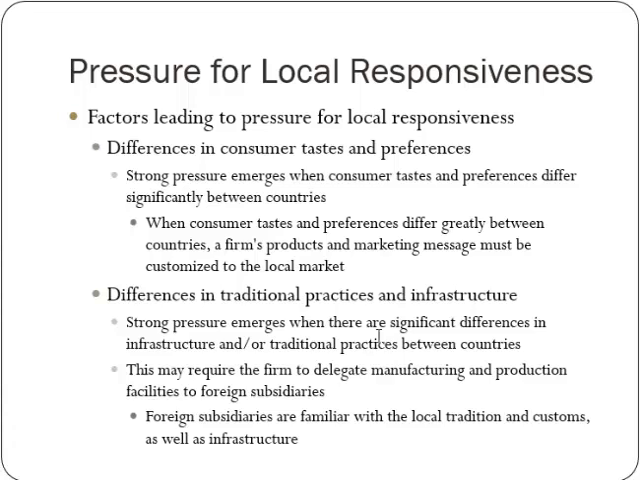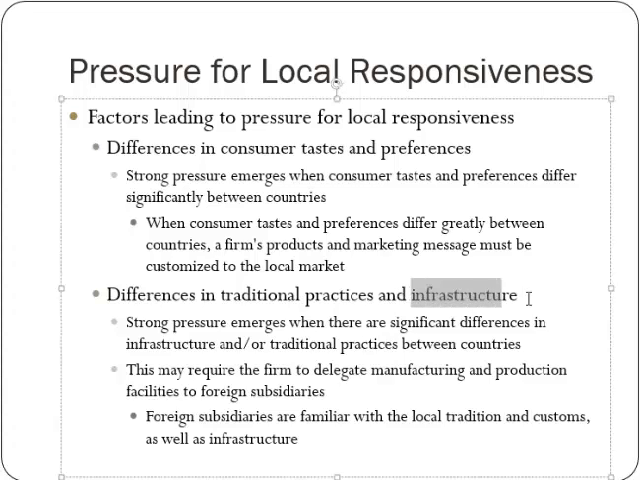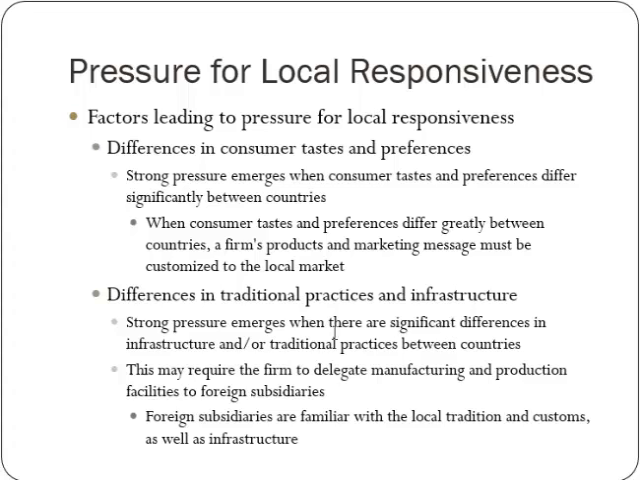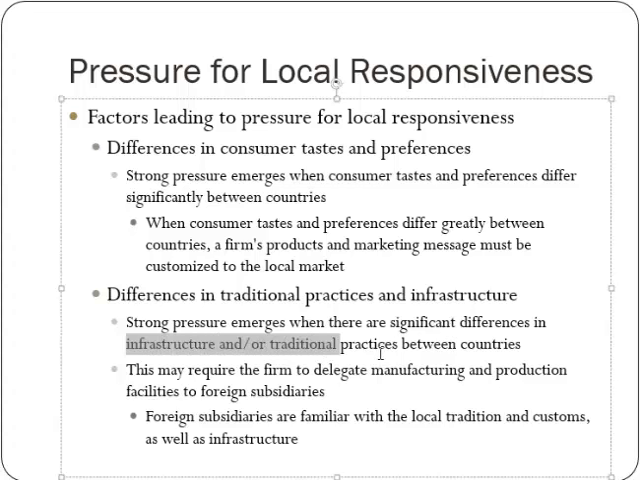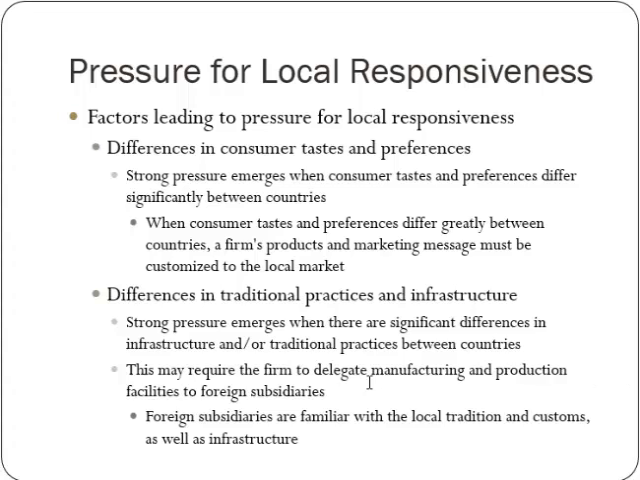Differences in traditional practices and infrastructure, in other words, what can be sustained in that country. When there are significant differences in infrastructure, the kind of factories and raw materials that are available there, it may also require the firm to delegate manufacturers to foreign subsidiaries. Maybe in other countries they can develop products cheaper and more efficiently and more in tune with what the local company wants. There was an example where when Disney World was building its place in Taiwan or Hong Kong or whatever it was, they specifically tailored it and they hired people from the local area to make it sensitive to the local culture.